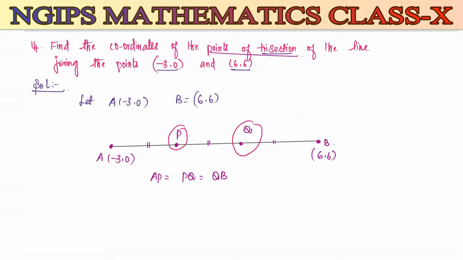So a point of trisection is nothing but we need to plot 2 points which divide the line into 3 equal parts. So this is the first part, this is the second part, and this is going to be the third part. So totally here we have 3 parts. 2 points divide the line segment into 3 equal parts.